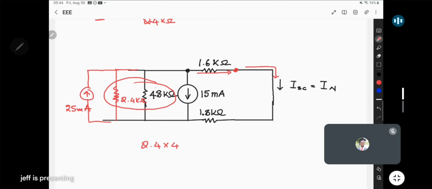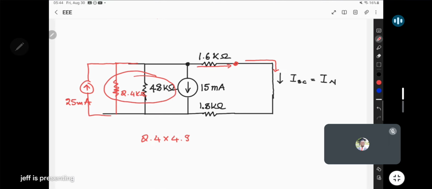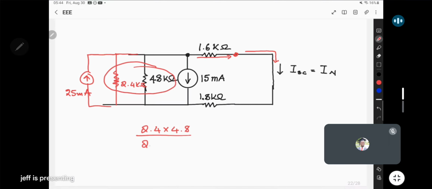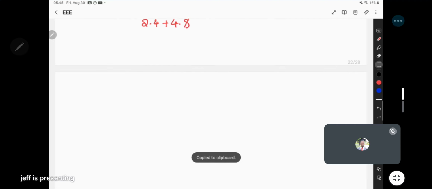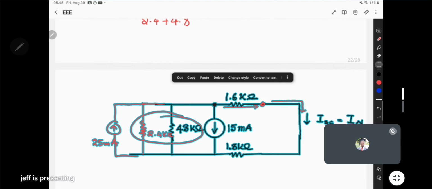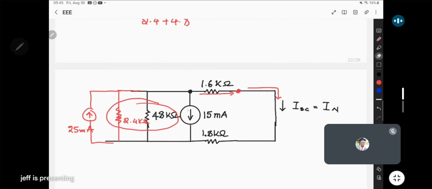Now here we're trying to combine the 2.4 and the 4.8 here. So here we have 4.8. Since they are parallel, we're doing it this way, 2.4 plus 4.8. So what will be the combination here? So we get 1.6 kilo ohms. So what this implies is our circuit would be the same as these two seen as one, as just 1.6.